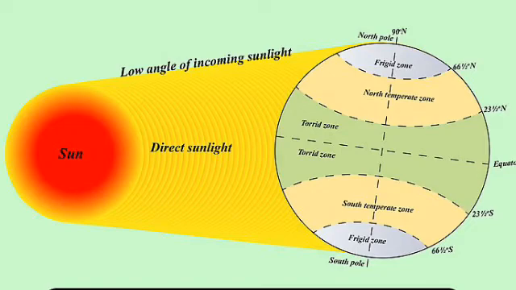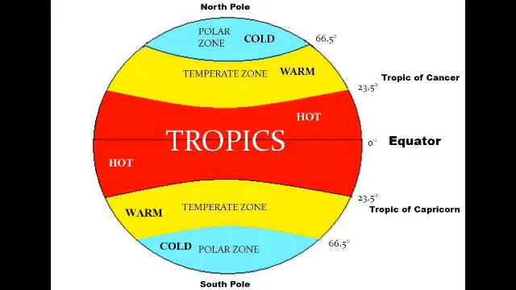So that is why these polar regions, the North Pole and the South Pole, are very cold in temperature. I hope you noticed something. The area between the tropics has the highest amount of temperature all throughout the year.